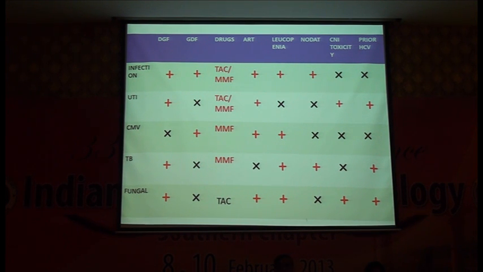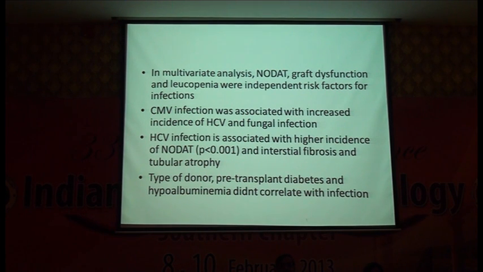anti-rejection therapy, leukopenia, serum toxicity, and prior HCV infection are the risk factors. So in the multivariate analysis, NODAD, graft dysfunction, and leukopenia are the independent risk factors for the development of multiple episodes of infection. And CMV infection was associated with increased incidence of HCV and fungal infection. HCV infection was associated with a higher incidence of NODAD, with a p-value of less than 0.1, and increased incidence of interstitial fibrosis and tuberculosis in the biopsy.